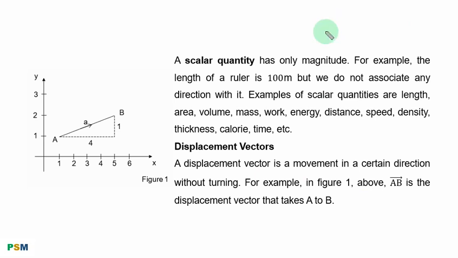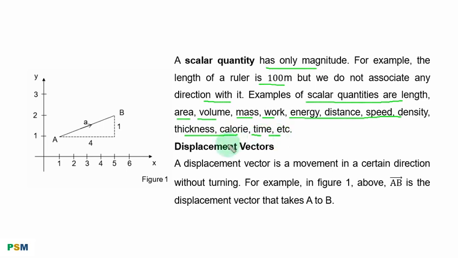A scalar quantity has only magnitude. There is no direction. For example, the length of a ruler is 100 meters, but we do not associate any direction with it. Examples of scalar quantities are length, area, volume, mass, work, energy, distance, speed, density, thickness, calorie, time, etc.